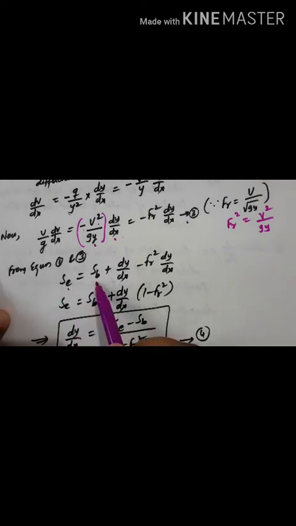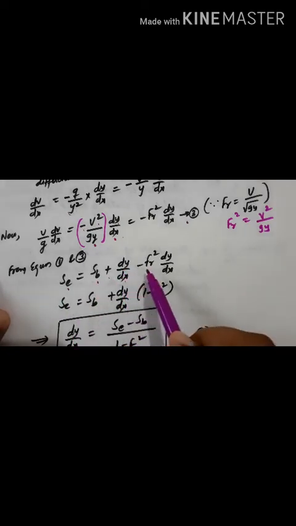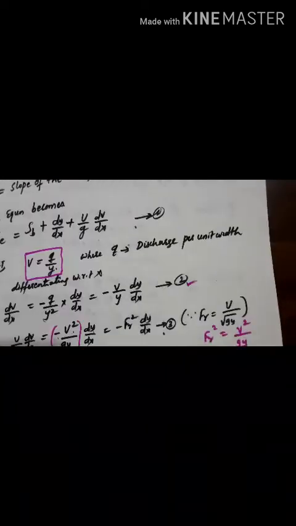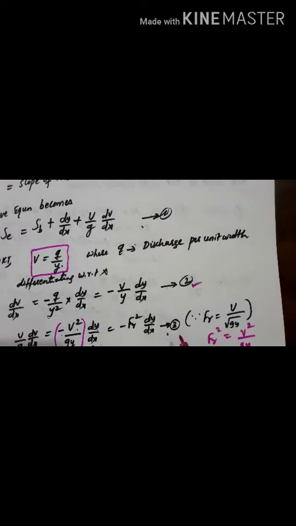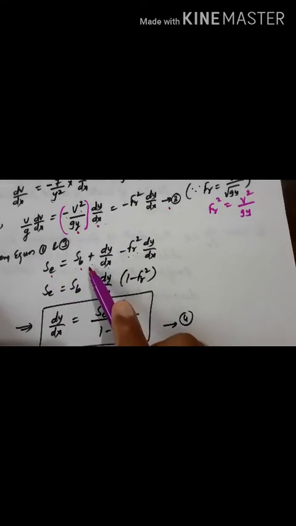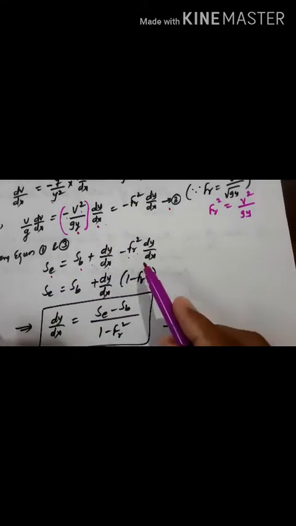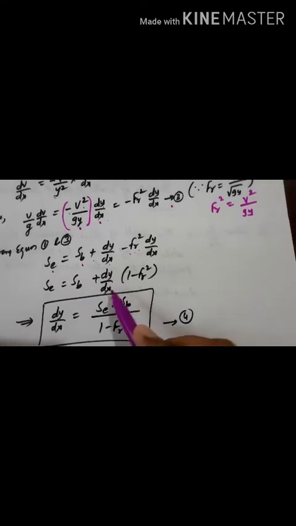S_E is equal to S_B plus dy by dx minus Fr squared dy by dx. Just compare equation number 1 and 3. Substitute this value in equation number 1. We get finally S_E is equal to S_B plus dy by dx minus Fr squared into dy by dx. Take dy by dx out, we get S_B plus dy by dx into bracket 1 minus Fr squared. Then dy by dx will become S_E minus S_B divided by 1 minus Fr squared.